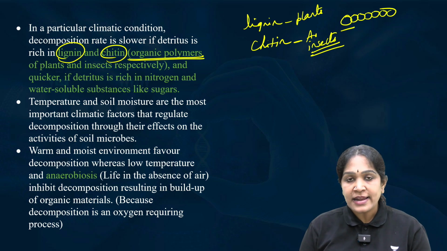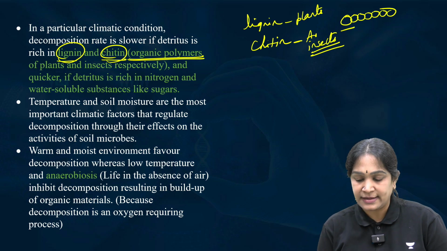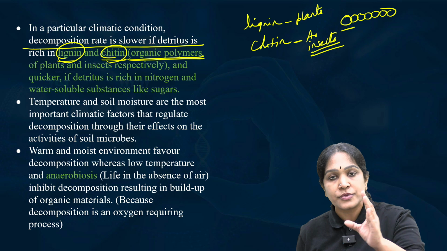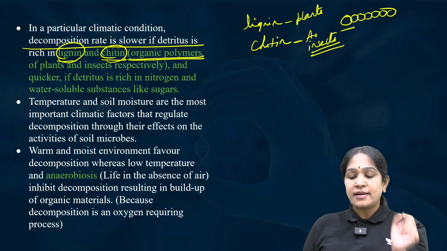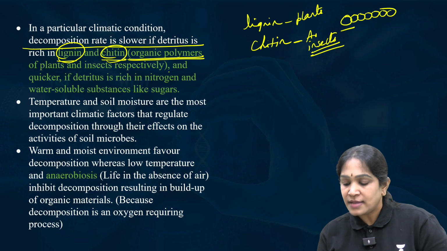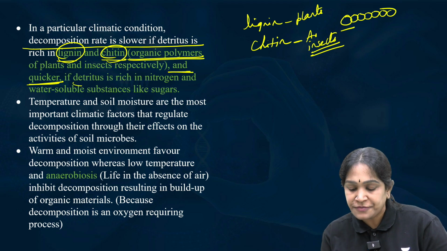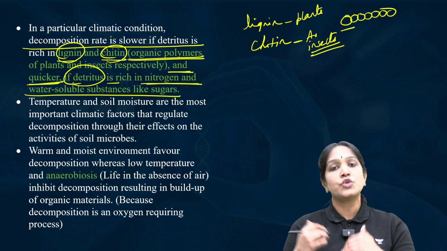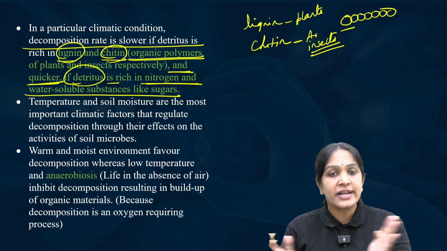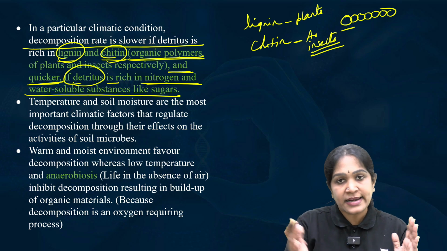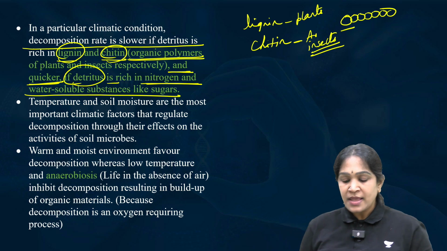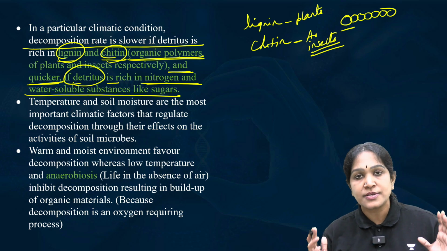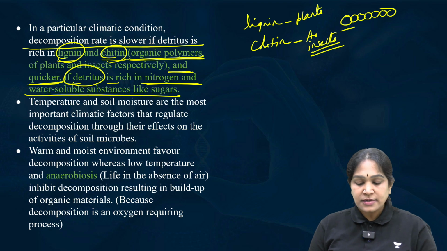Okay. So, if the soil is rich in lignin and chitin, then the decomposition will be very slow. The detritus will be decomposed slowly if the soil is rich in lignin and chitin. Same way, the decomposition will be very fast if the detritus is rich in nitrogen and water soluble substances like sugars. If the soil is rich in sugars, quick decomposition. If the soil is rich in lignin and chitin, slow decomposition. Not only the composition of the soil, also temperature and humidity influence the rate of decomposition.